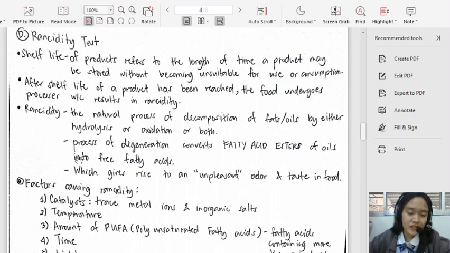So rancidity is the process of degeneration that converts fatty acid esters of oils into free fatty acids. So it separates the fatty acids from the esters of your fatty acids, with the process of hydrolysis and oxidation, which gives rise to an unpleasant odor and taste in food.